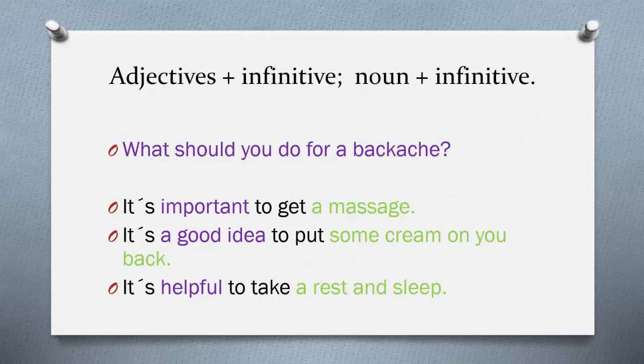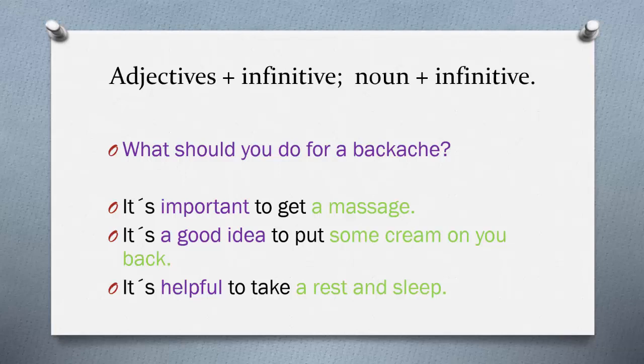The next thing that we have to know is that we have to use an adjective. For example, in this case, the adjective is important. After the adjective, we are going to use the infinitive. Remember that the infinitive is when we add to to the verb in the base form, to get in this case. And after that, we are going to add the noun. So it's important to get a massage.